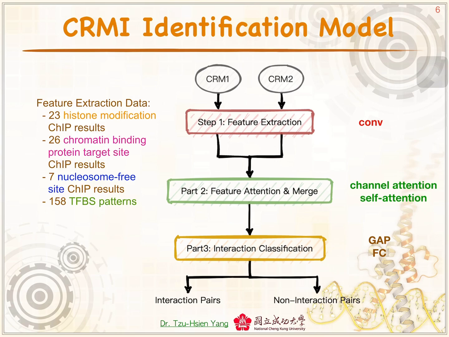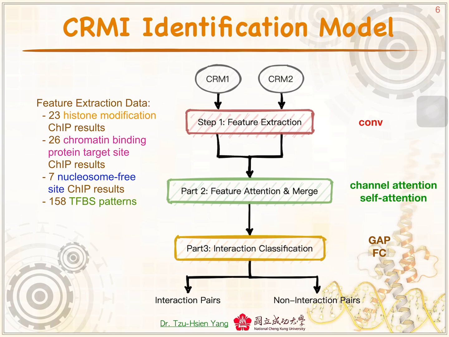In this slide, we show the brief sketch of the constructed deep learning model for identifying CRM interactions. And this model can be divided into 3 different parts. In the first part, the model will accept 2 CRM regions as its input. And for these 2 CRMs, the model will first extract the feature experimental data from 4 different types of data. The first one is histone modification data. The second one is chromatin binding protein target site data. And the third one is the nucleosome-free site data. And the last one is the data of TF, transcription factor, binding site patterns.